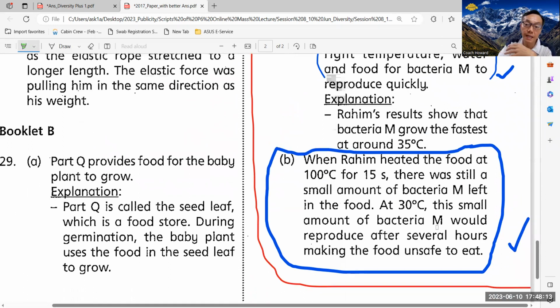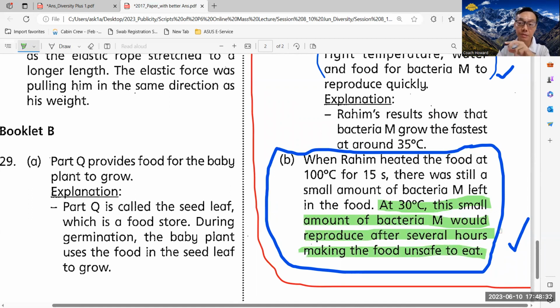So you mentioned that at 30 degrees Celsius, this small amount of bacteria, M, could reproduce after several hours, making the food unsafe to eat. Okay, this is the important part. So I want you to take note.